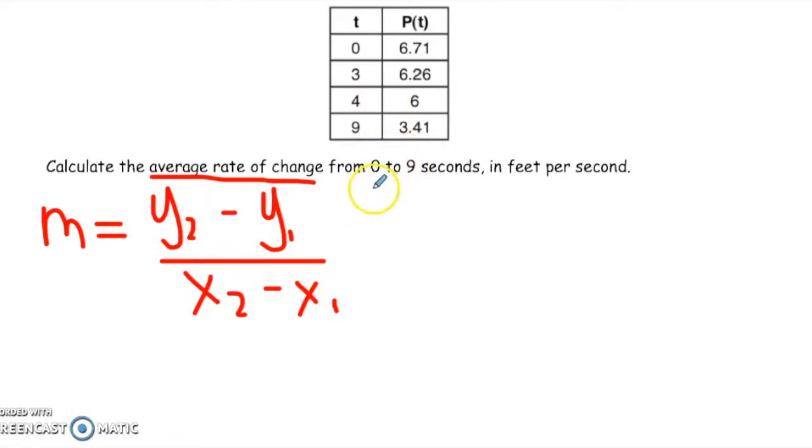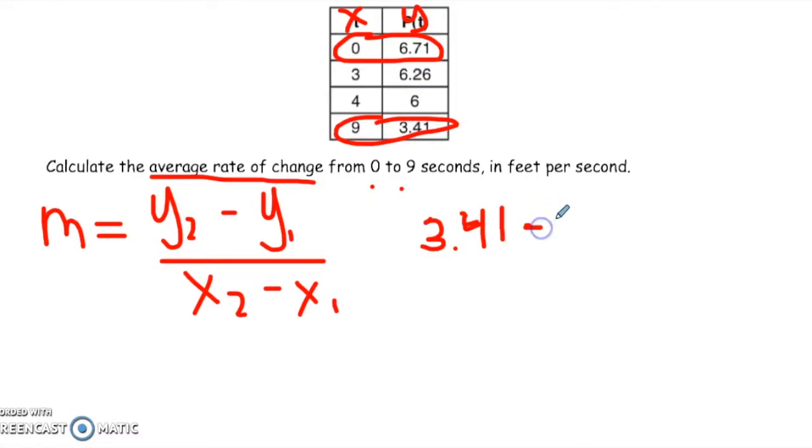All right, so from 0 to 9 seconds, so we're going to use this 0 and this 9. Now these are our x's and these are our y's. So we're going to do y2, 3.41 minus 6.71 over 9 minus 0. So you did y2 minus y1 over x2 minus x1.